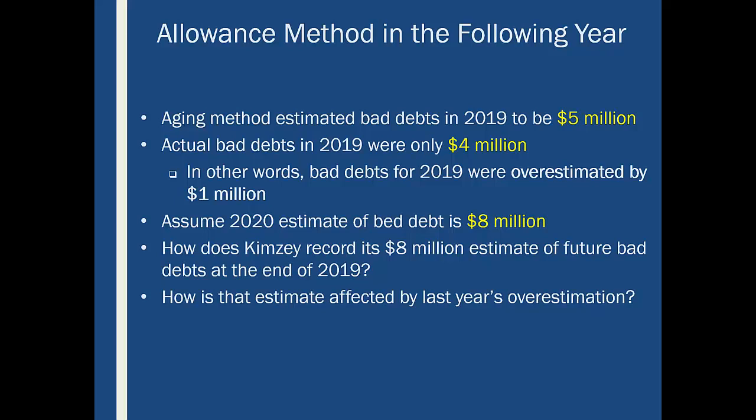We're just going to take less bad debt when the next year comes around. So assume in 2020 our estimate is $8 million. So are we going to make a bad debt expense entry for $8 million? No, we're not. Let's find out what's going to happen.